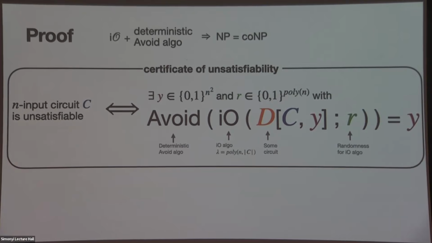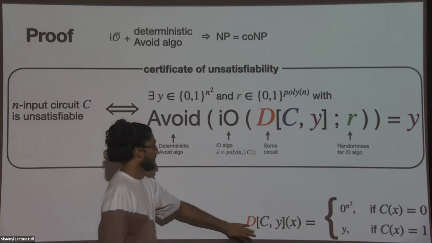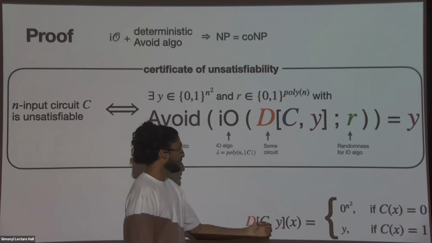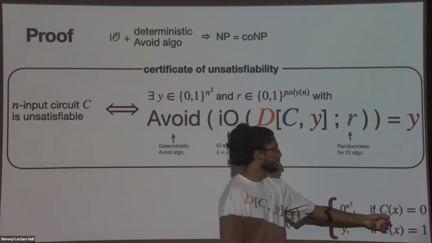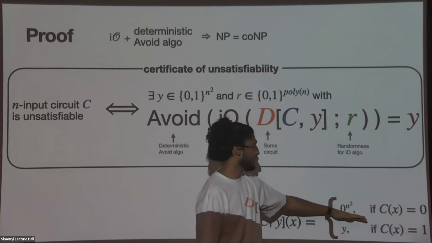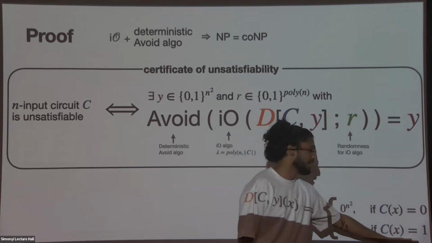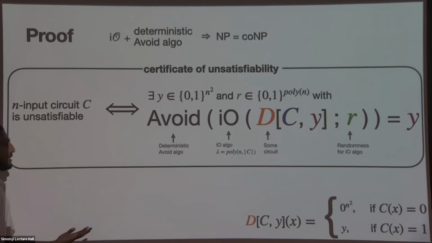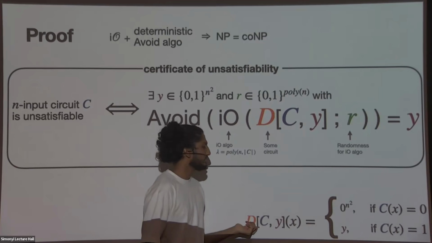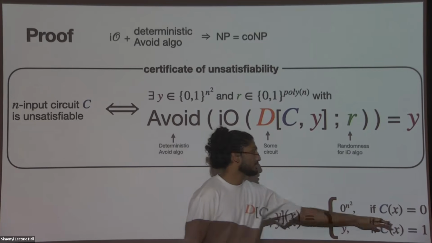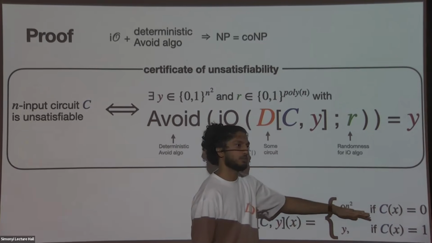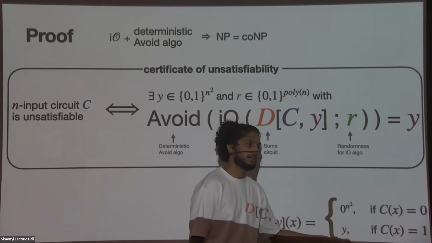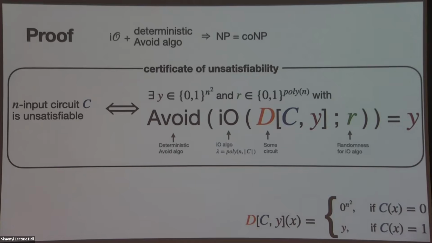Okay, so I need to tell you what the circuit D is. The circuit D is going to be parameterized by the choice of C and Y. And what is it going to do? It's going to take as input X. It's going to run C on it. If C outputs 0, it's going to output the all 0 string. If C evaluates to 1, it's going to output the Y string. The important property about this circuit D is that when C is unsatisfiable, you only hit this top condition, you only output all zeros. But if it was satisfiable somewhere, you're going to hit this Y. And that will come up in the proof.